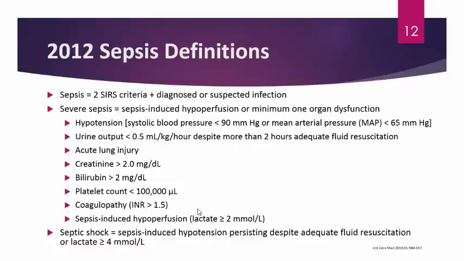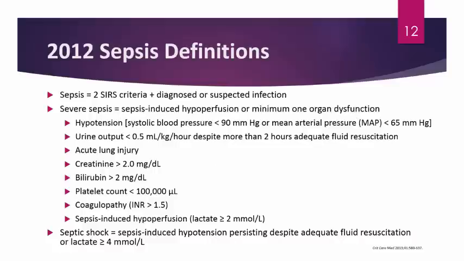Because in patients that have DIC, essentially what's occurring is you're clotting, and then after you clot so much and you use up all your platelets, essentially what happens is you may bleed after that. And that can result in an increased INR level. So that's essentially what severe sepsis is defined as. It's essentially sepsis, so you have to have the 2 SIRS criteria or diagnosed or suspected infection with at least 1 organ dysfunction or sepsis-induced hypoperfusion.